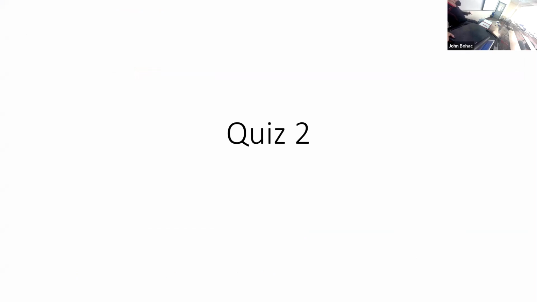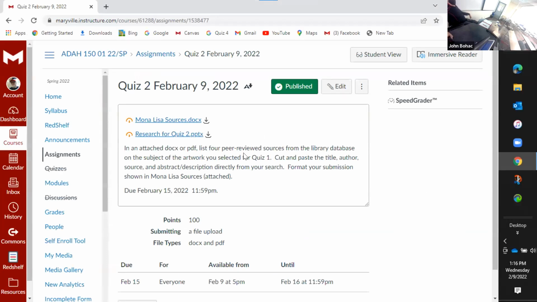So quiz 2 just came up. And here is what it should look like under assignments. You see, I'm on assignments here. Actually, I'm on a screenshot from assignments. And it says in an attached docx or PDF, list 4 peer-reviewed sources from the library database on the subject of the artwork you selected for quiz 1. Cut and paste the title, author, source, and abstract / description directly from your search. Format your submission as shown in the Mona Lisa sources attached. But I can't click on that because this is just a screenshot.